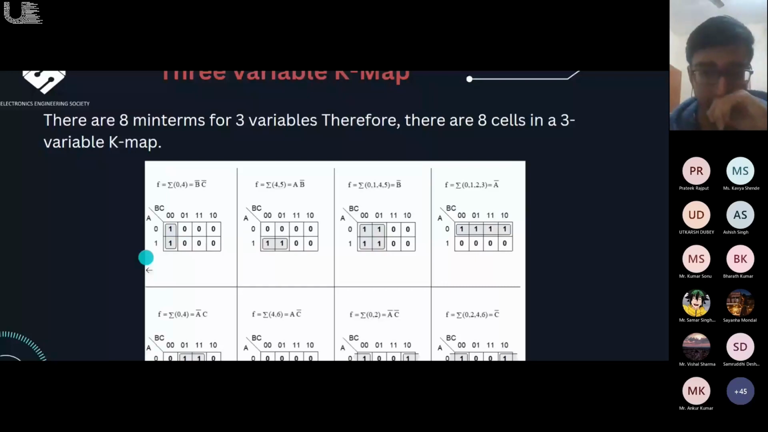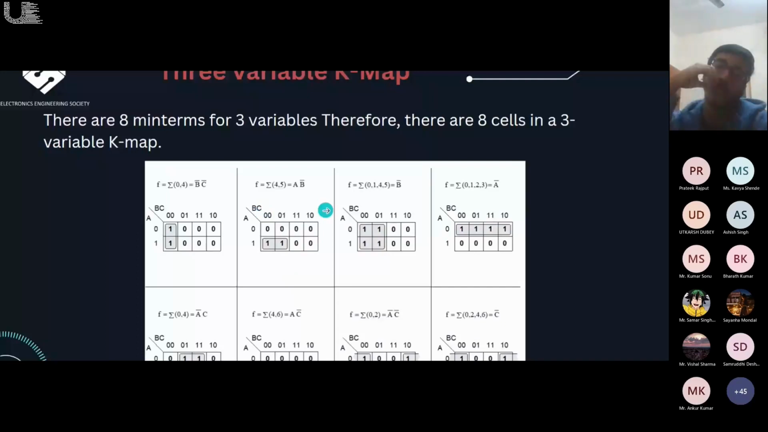The second example you take, here you have summation of 4 and 5. So mark in 4 and 5, correct? And now if you see, C is changing from 0 to 1, but A and B remain constant. A remains constant here, and B is 0 in both. So both of them get retained, and it becomes AB bar, correct?